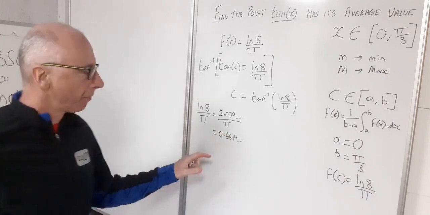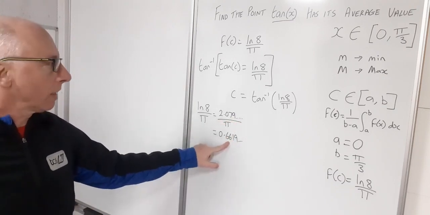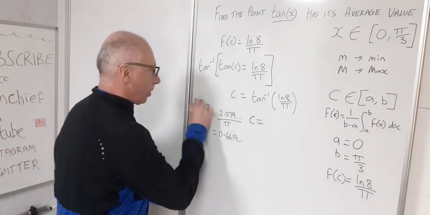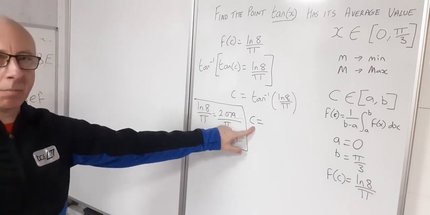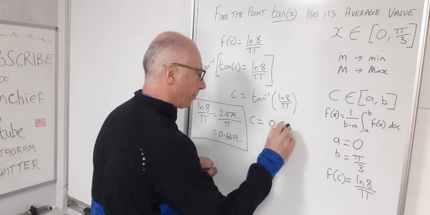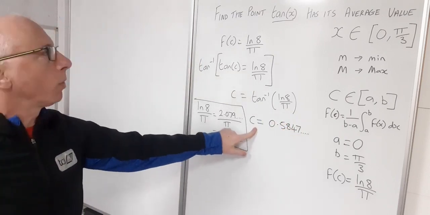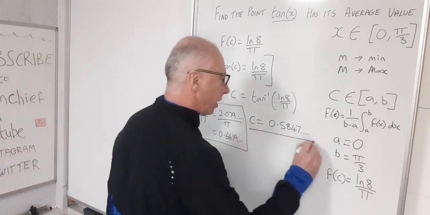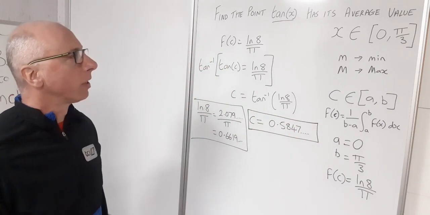And it keeps going on and on. Okay, so now I want the inverse tangent of 0.6619. So let's put this in a box here. Therefore my C will be approximately 0.5847. So that's the point in which tangent x has its average value, at the point C equals 0.5847. Okay.